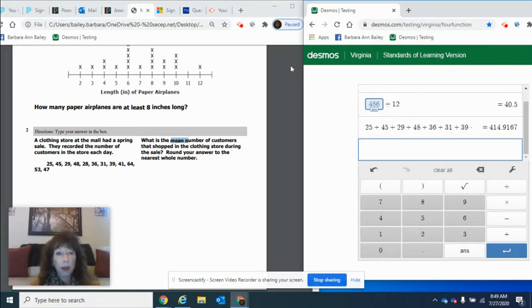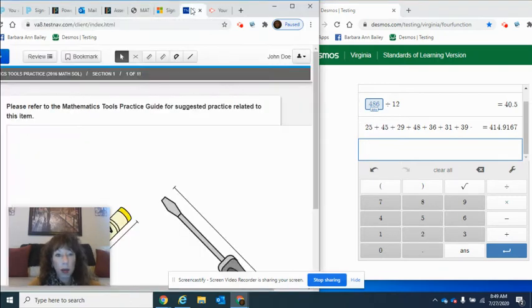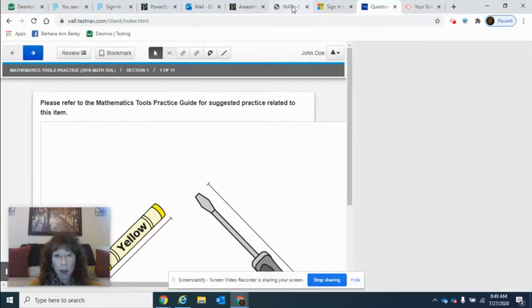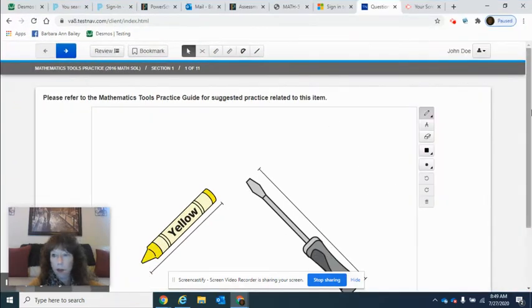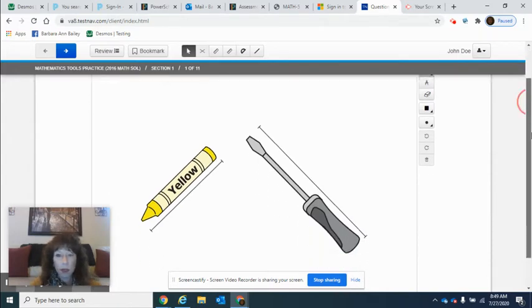So another thing that is important to practice throughout the year is just using the tools and playing around with them. And typically kids enjoy this anyway. There's not a lot of pressure to get a right answer. It's just kind of like a computer game or whatever. They're playing around with the tools.